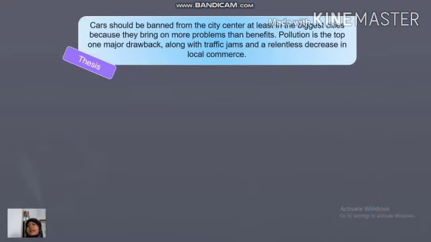Now, let's analyze. The first paragraph, what is it called? Yes, thesis. Cars should be banned from the city center, at least in the biggest cities, because they bring more problems than benefits. Pollution is the top major drawback, along with traffic jams and a relentless decrease in local commerce. That's the thesis. It shows the main argument that will be given in the text.